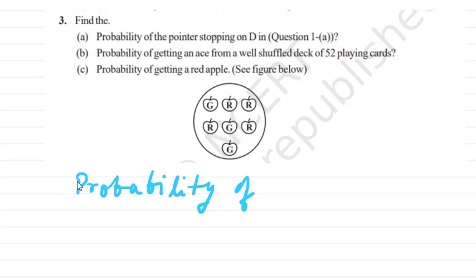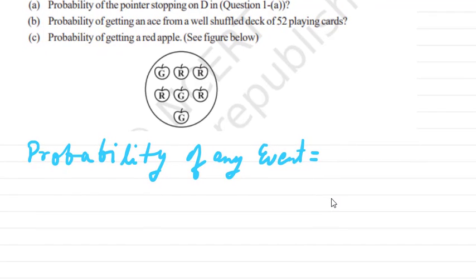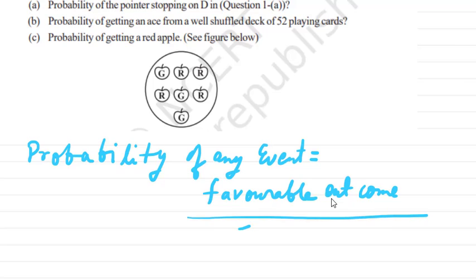Probability of any event is given by the formula, so that will be given as favorable outcome divided by total outcomes. Now you will say, what is the meaning of these things? So let me give you an example.